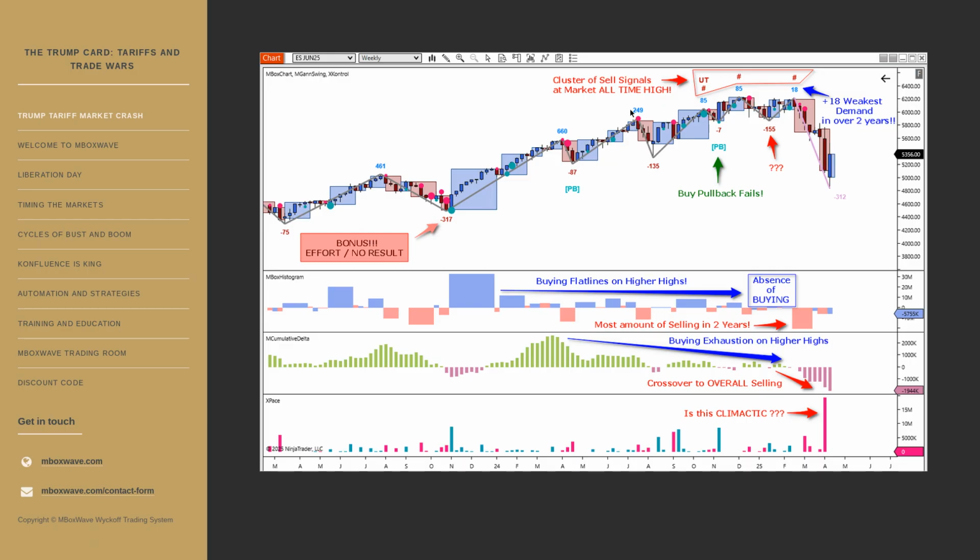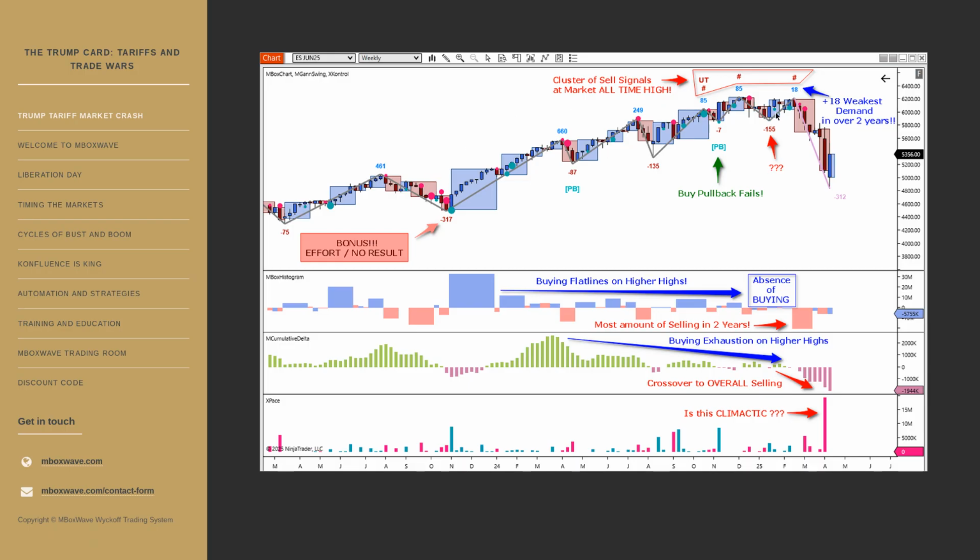and as we are edging up here, the first thing to notice are these numbers on the chart, like 461, minus 317, 660, 249, 85, 85, 18. So the first thing to notice is that right before the sell-off happened, we had this plus 18, because that's positive here, weakest demand in over 2 years, right? So we're looking at this March of 2023, and this is the weakest demand we've had in over 2 years. So that's got to already give off some warning signs, right?